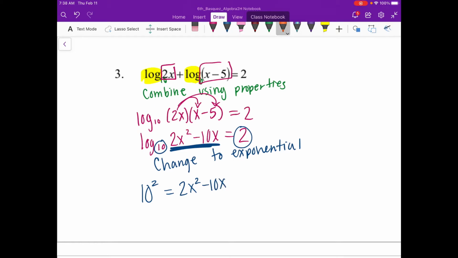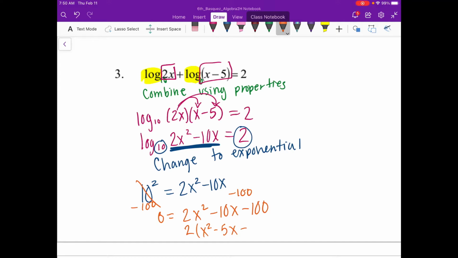Okay, so 10 squared is 100, and I'm going to move it over to the right. So I'm going to subtract 100 to the right side. That gives me 2x squared minus 10x minus 100. And then we're going to factor from here. So from here, it's just a factoring problem. We're going to factor out a 2 from all these terms.